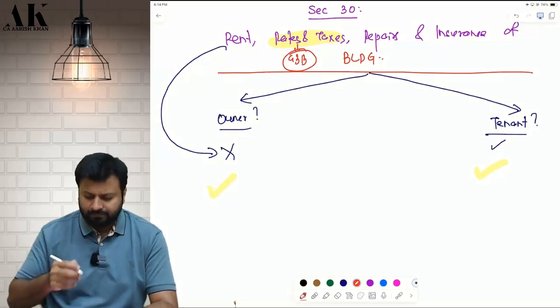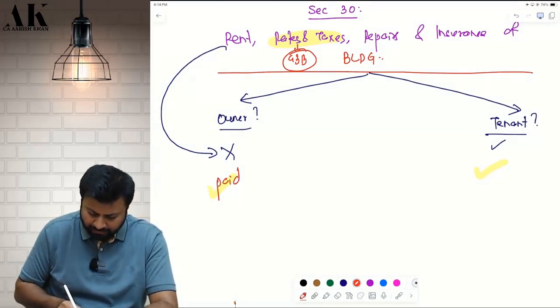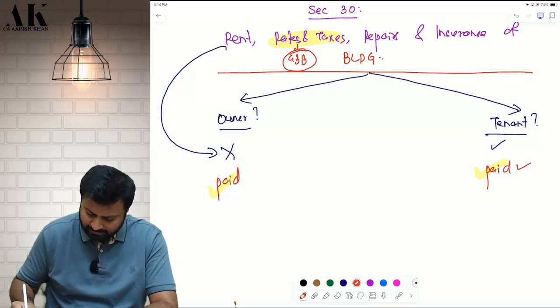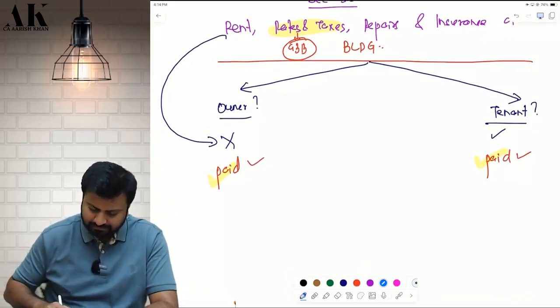So rates and taxes are allowed on paid basis. You pay, you claim.